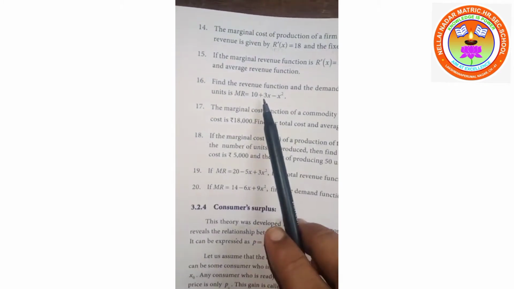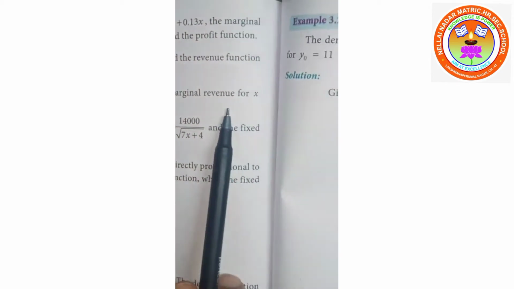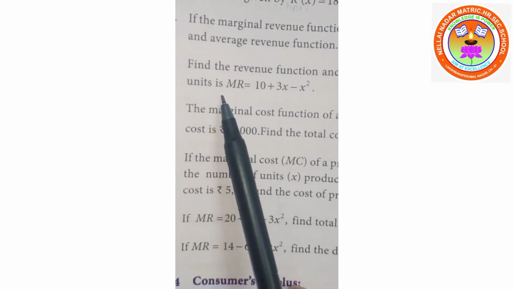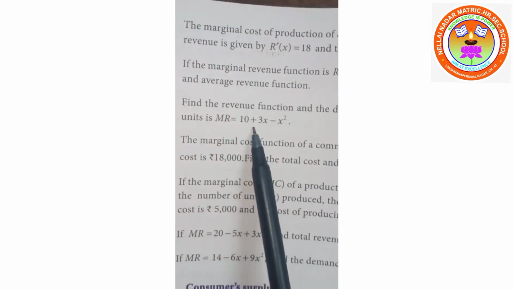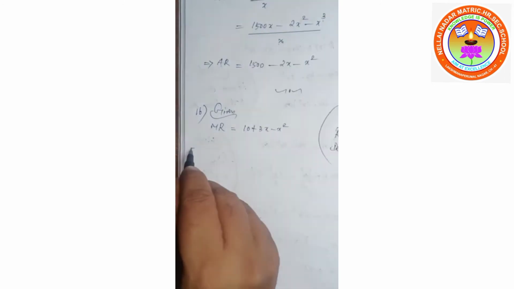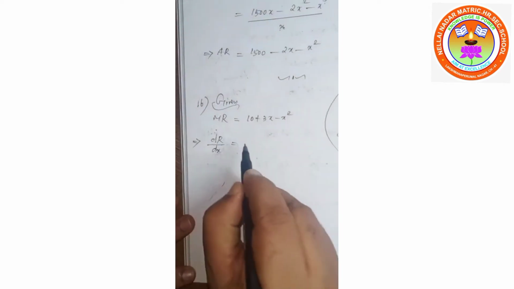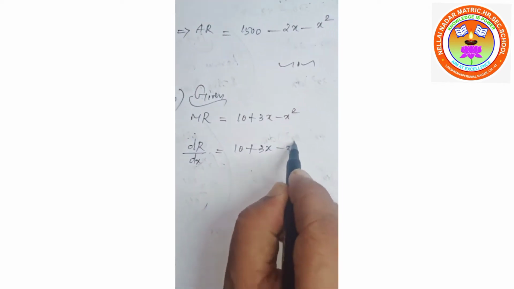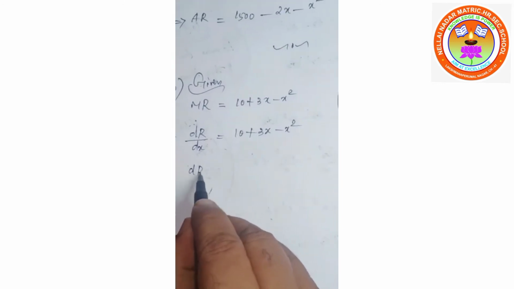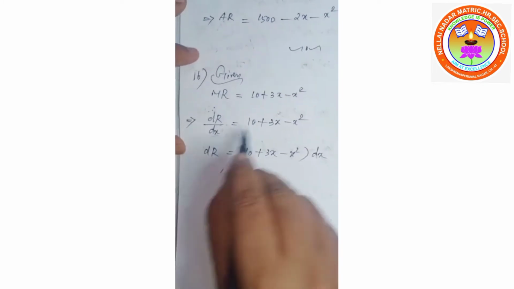Now problem number 16. Find the revenue function and the demand function if the marginal revenue for x units is MR equals 10 plus 3x minus x square. We know that MR, that is marginal revenue, can be replaced by dr by dx, that is equal to 10 plus 3x minus x square. dr equals 10 plus 3x minus x squared into dx. You just cross multiply.